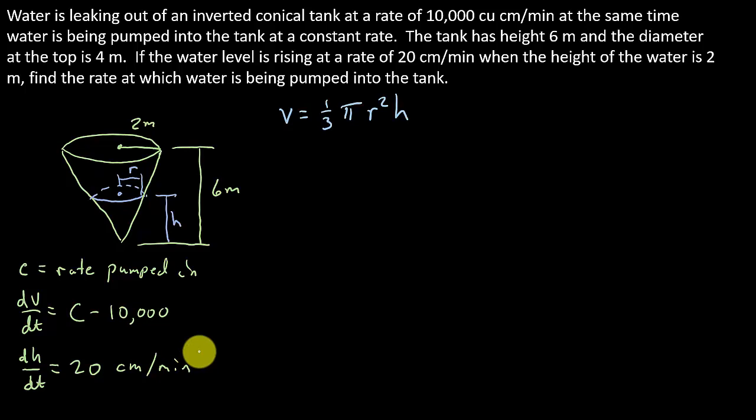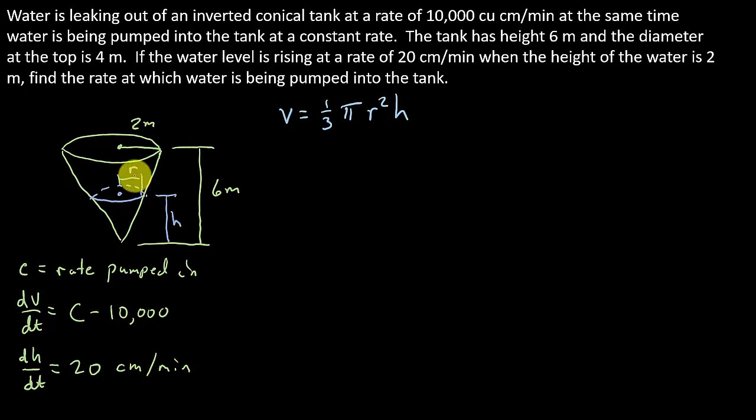And then they want to know when the height is 2 meters. They're giving us dH/dt, and they're not giving us anything about the change in the radius. So since we have dH/dt, and they're also telling us the height of the water, we're going to have to get this all in terms of H. So we're going to have to get R in terms of H. Let's come over here and do that.